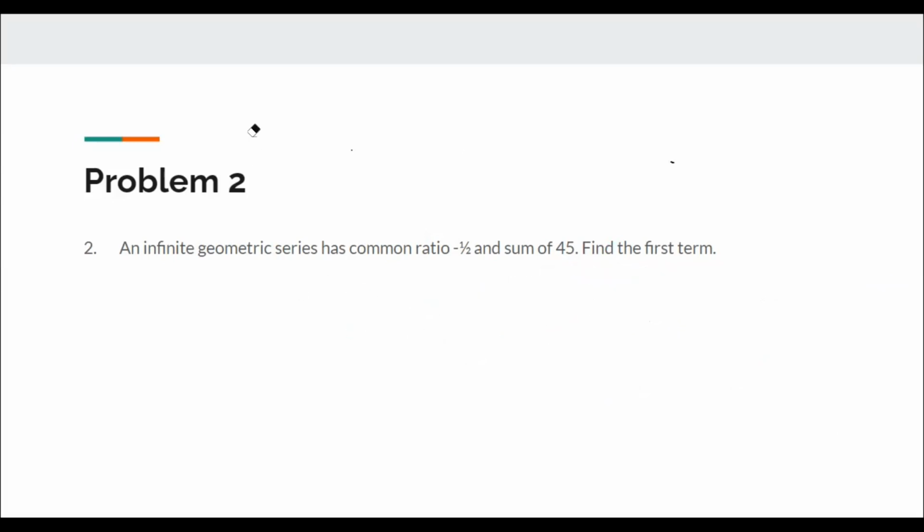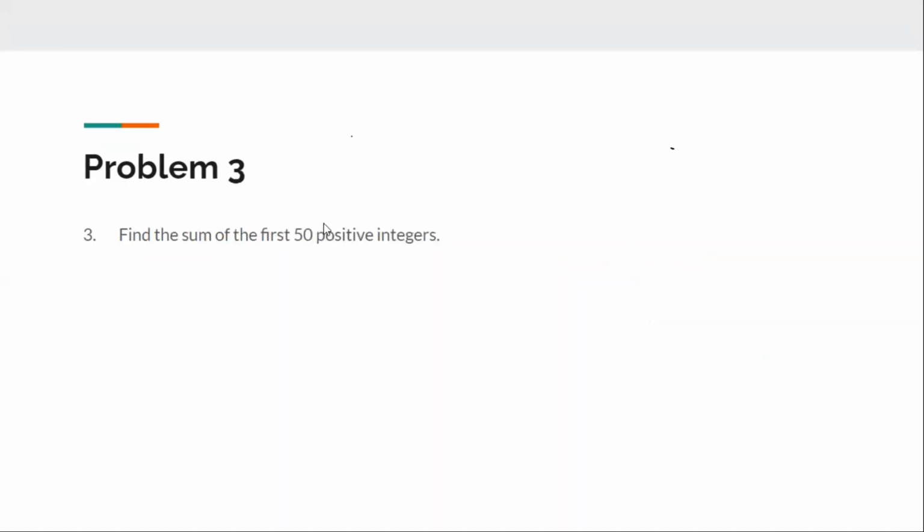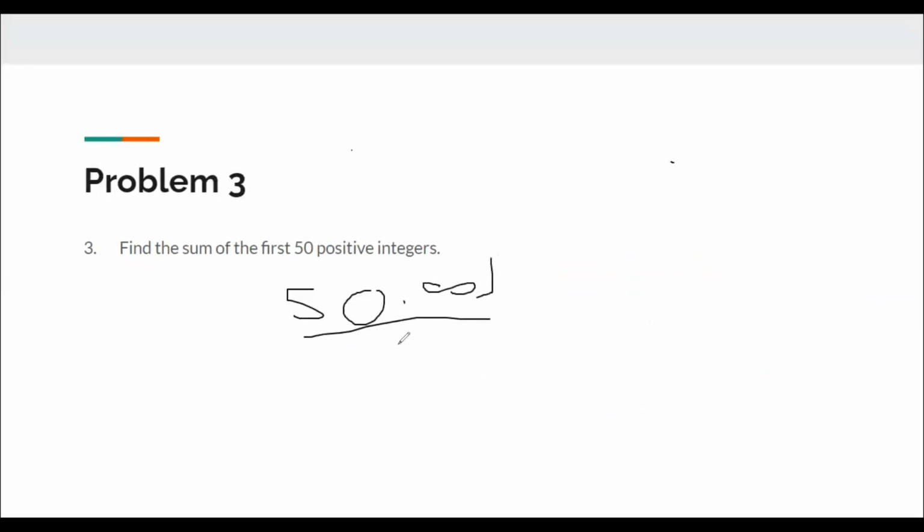Okay. Find the sum of the first 50 positive integers. We can just use the formula we found. 50 times 51 divided by 2, or 25 times 51, right? And then you can do your multiplication and find that out. Just 51 times 25, easy.